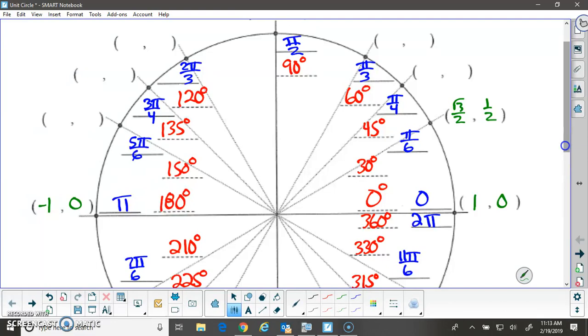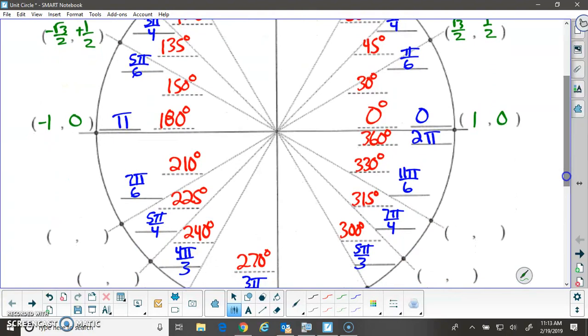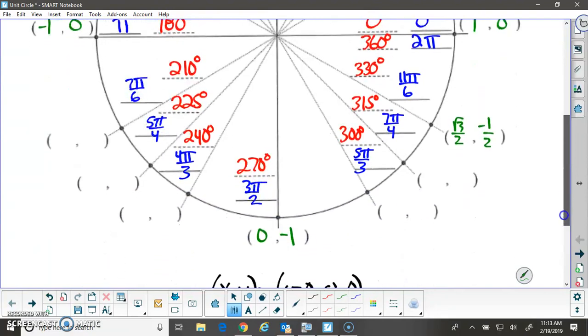Well, based upon symmetry, this point over here would be the same thing, except for the x value is negative, the y value is positive. And based upon symmetry, this coordinate point would be the same, except for it would have a negative y value. And then lastly, this point in the third quadrant would be the same, except for they're both negative.